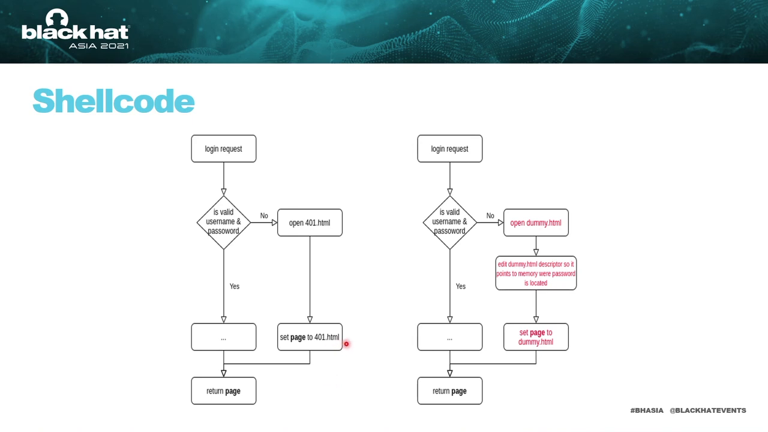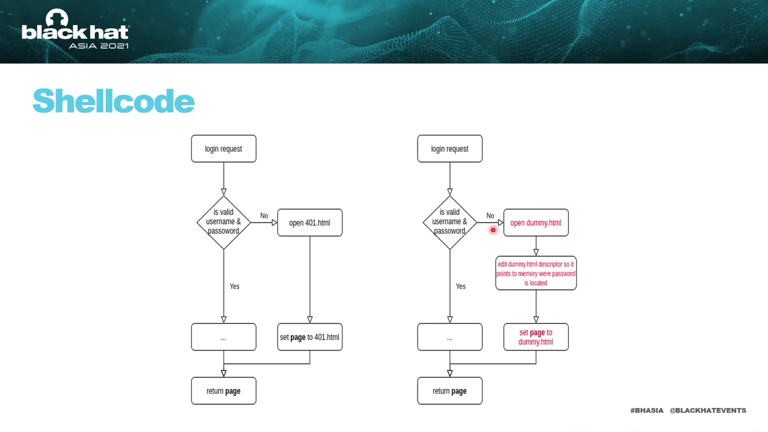And the way that I did it is by changing the original code flow. So originally, the user would request to log in. And then the login function would check, okay, is the username and password valid? Yes, yes, okay. No, it would open some 401 page, and it would set it to be the page that the device should return. So the idea was that we'll change the flow.